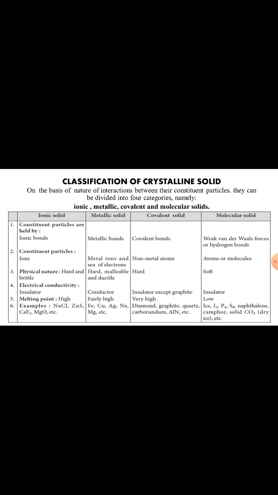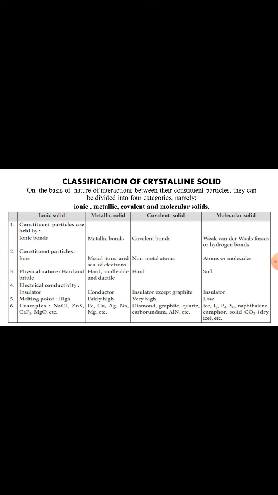Examples of covalent solids: diamond, graphite, quartz, SiO2, carborundum, silica, silicon, AlN, carborundum SiC, boron nitride, BN. These are the common examples of covalent solids. Carborundum is also known as artificial diamond. These solids are extremely hard and hence used as abrasives.